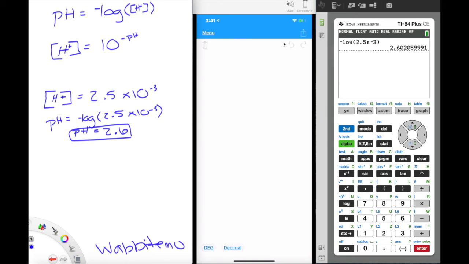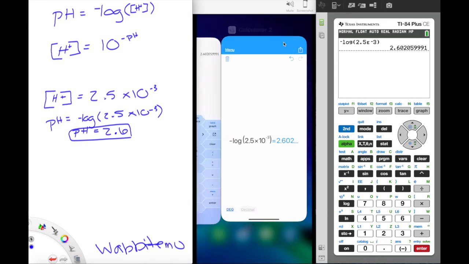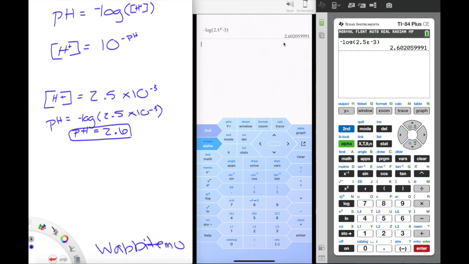All right, so I'm just going to write the equation: negative log 2.5 times 10 to the -3rd power, and voila, it gives you the answer. So you literally just write it on your screen and it gives you your answer. So the pH is going to be 2.6 for this as well. All right, so now let's go ahead and bring this one back up for a second. Let's go ahead and do the other calculation.